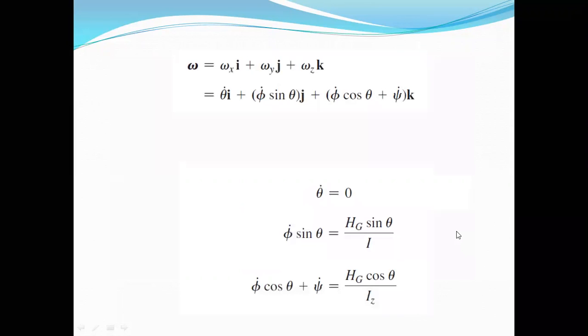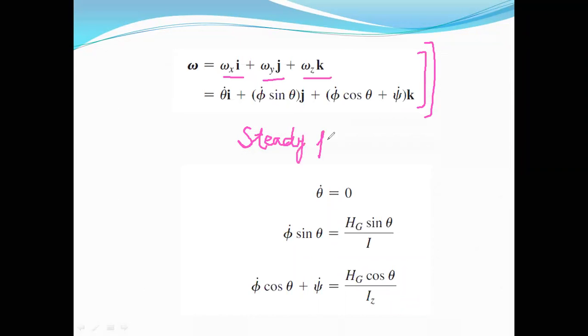Now, in the last, we'll sum up all these expressions, what we have done till now. So for us, omega is equal to omega x i cap, omega y j cap, and omega z k cap. And if you recall, when we were talking about the steady precession of the gyroscope, in this steady precession topic, we in fact derived this.